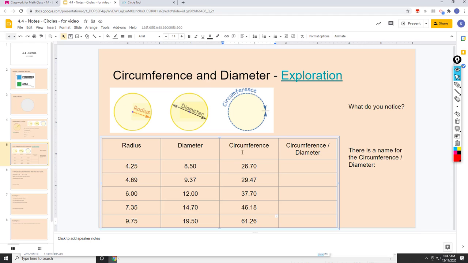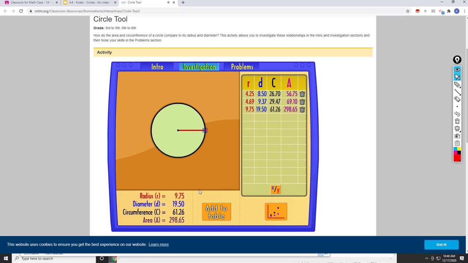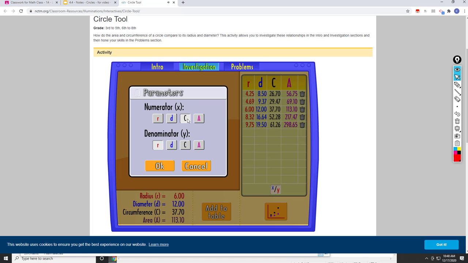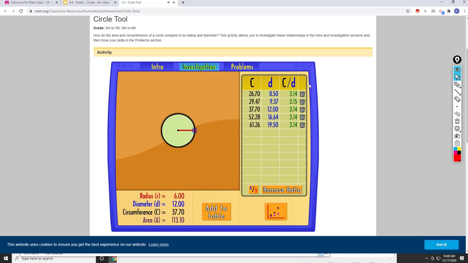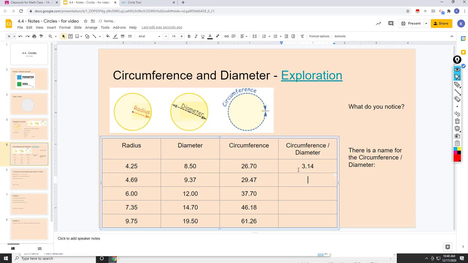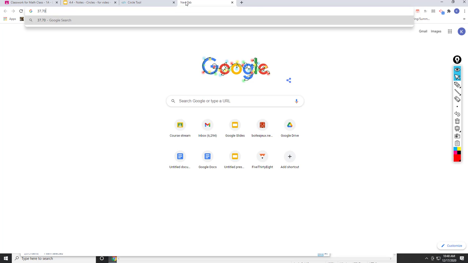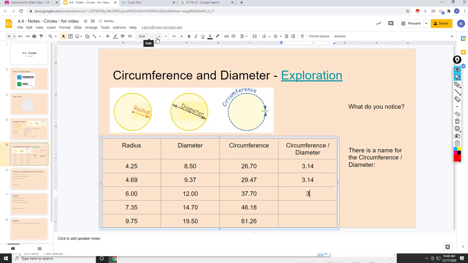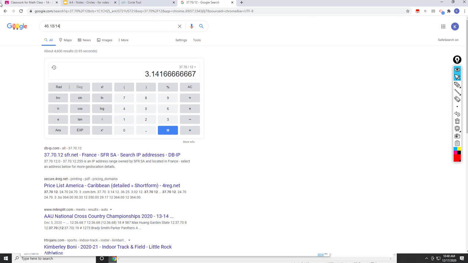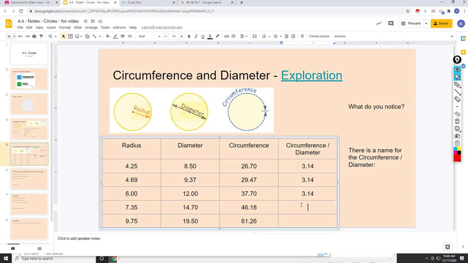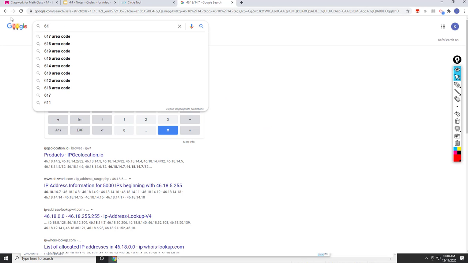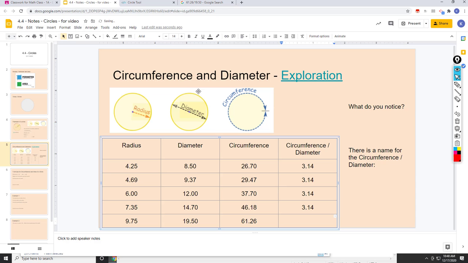But how does it get bigger? Well, let's do circumference divided by diameter. So we have all of these circles. What do we get? We get basically 3.14 unless we round. So this is 3.14. Let's divide all of them. 37.7 divided by 12. That's 3.14. 46.18 divided by 14.7. That's 3.14. 61.26 divided by 19.5. 3.14.